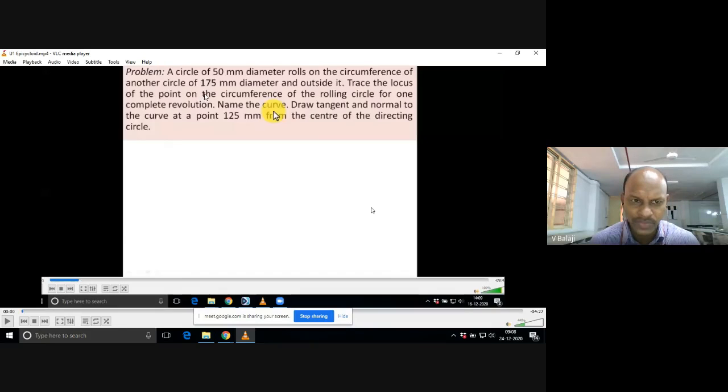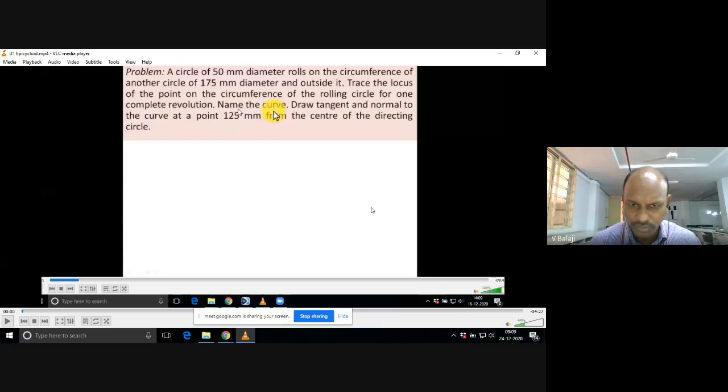For the locus, we are taking one point P on the circumference of the circle, which is fixed to that circle. We are tracing the path it takes at different intervals of time, right? For those intervals, we are conveniently taking 8 equal parts. So at 8 different times, what is the path it takes? That is known as tracing the locus of the point on the circumference of the rolling circle for one complete revolution. Generally, we consider one revolution, so that is 2 pi r length.